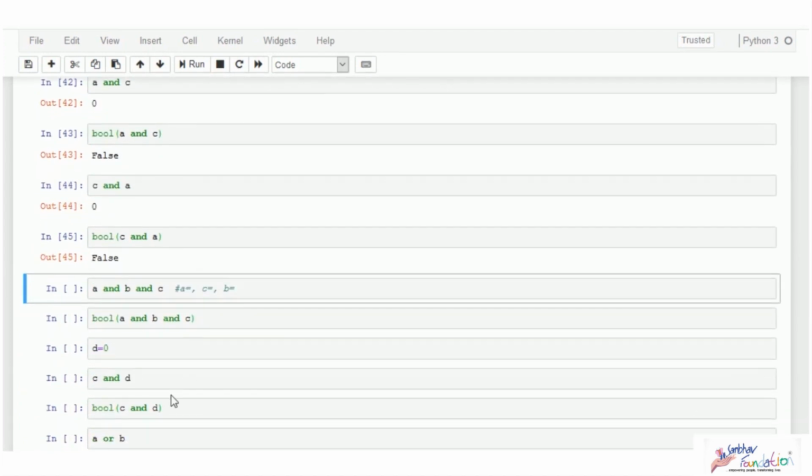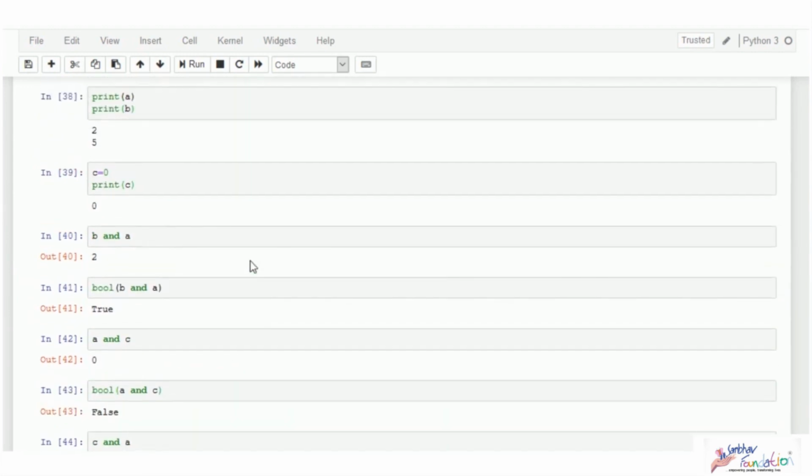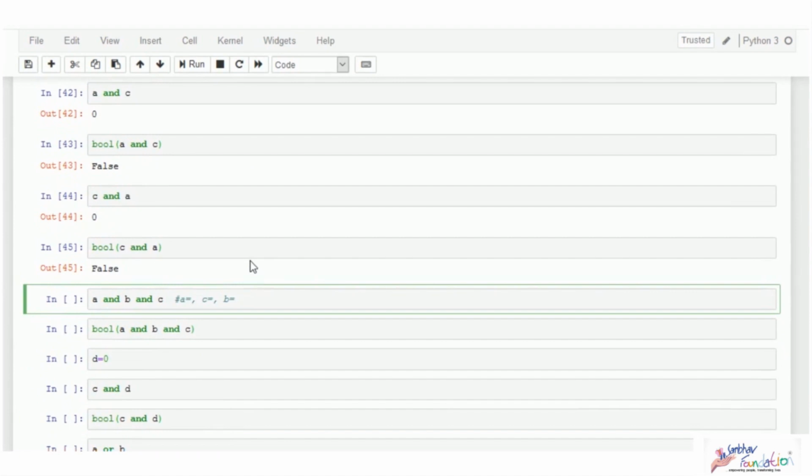So now what happens if we have more than two operands? So let me just type out the current values of what these variables are for my reference. So A is 2, C is 0 and B is 5.